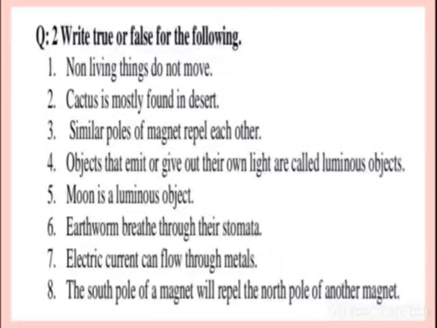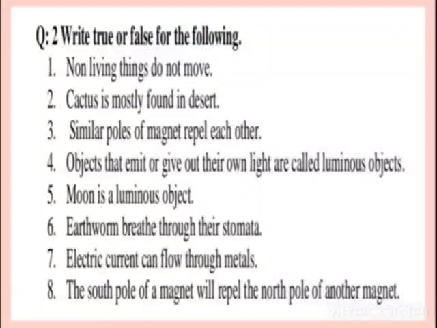Second, cactus is mostly found in desert. Cactus plant, it means a thorny plant, we can say, or spines are there in a cactus. So cactus is mostly found in desert. That is also true. Number 3, similar poles of a magnet repel each other. Similar poles means north and north, south and south.